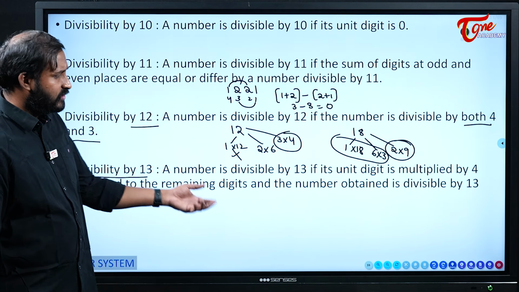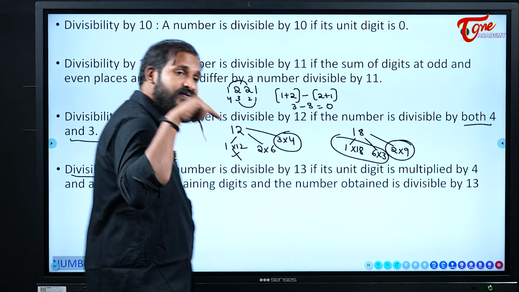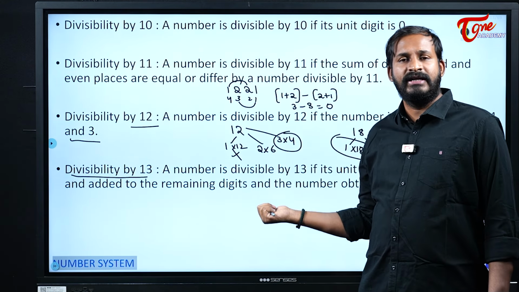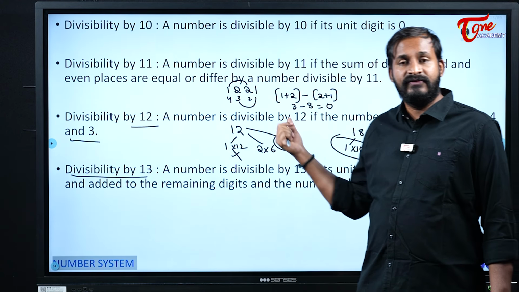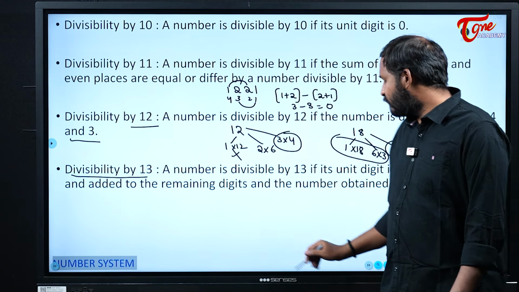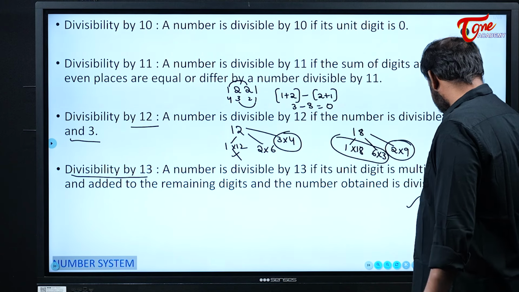Next, divisibility by 13. This one is also similar to our divisibility rule of 7. In case of 7, we will multiply the unit digit with 2 and then subtract it from the remaining number. In case of 13, we will multiply the unit digit with 4 and add it to the remaining number. And this one we will use very less frequently, so no need to worry about that one.